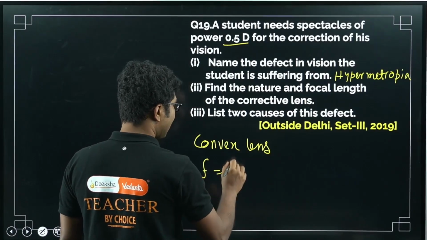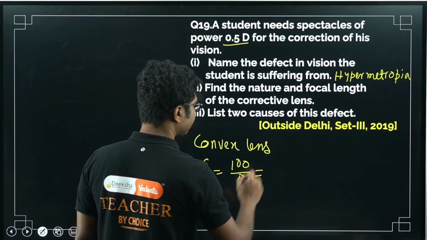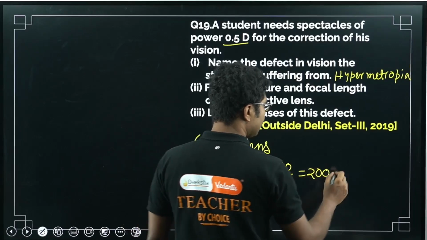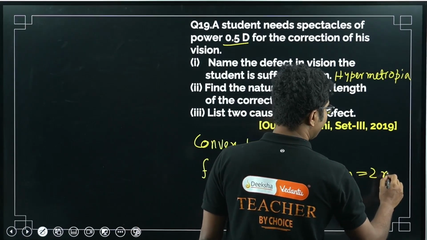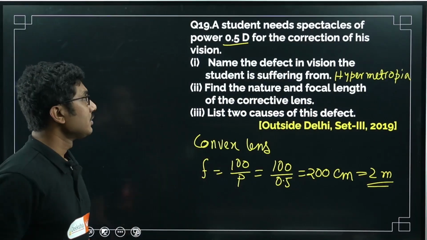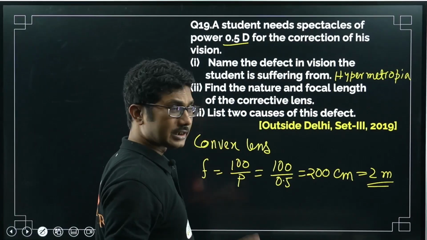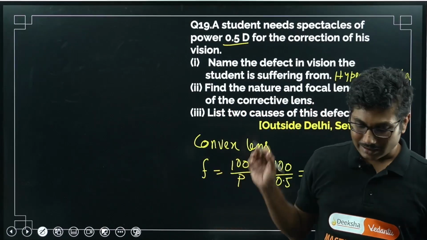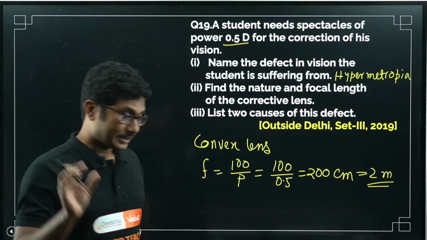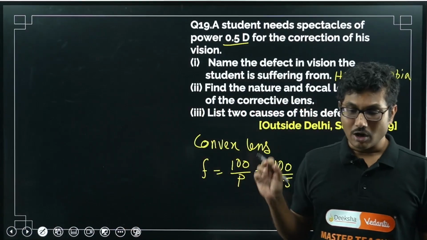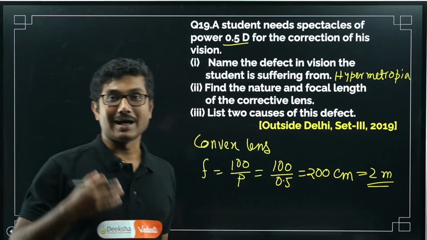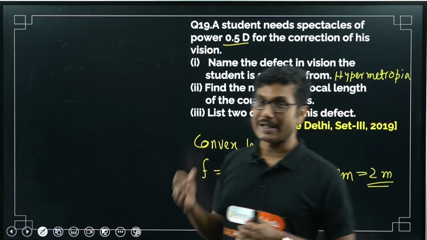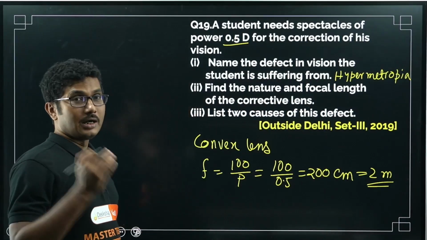The focal length is 100 by P. It is 100 divided by 0.5, that is 200 centimeter, or you can write it as 2 meters. Both are correct. So the focal length is 2 meters. List 2 causes for this defect. What are the causes of hypermetropia? The size of the eye is contracted, it is shrunk, or the curvature of the eye lens has decreased, so that the focal length increased. Those are the 2 possible reasons for this defect of vision.